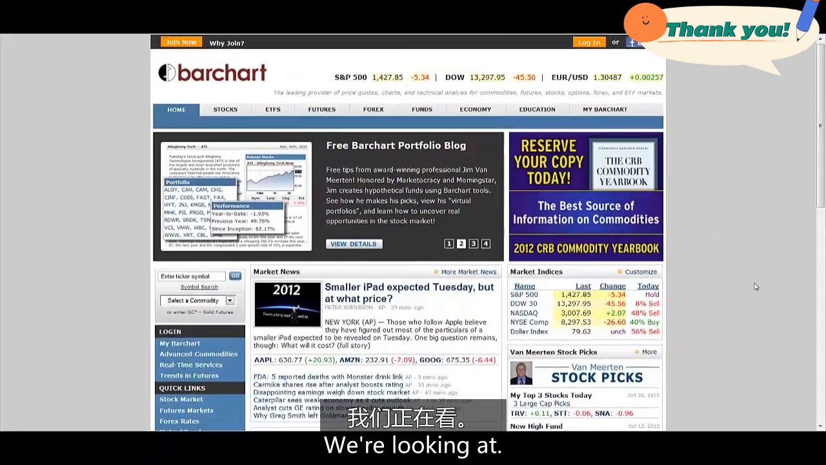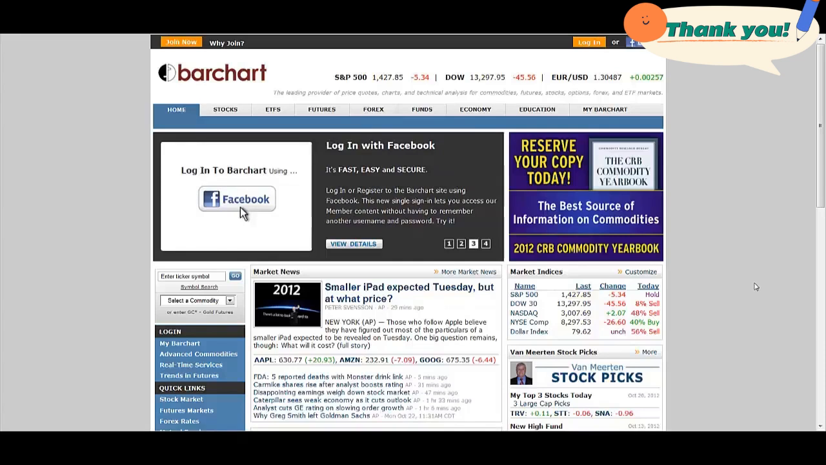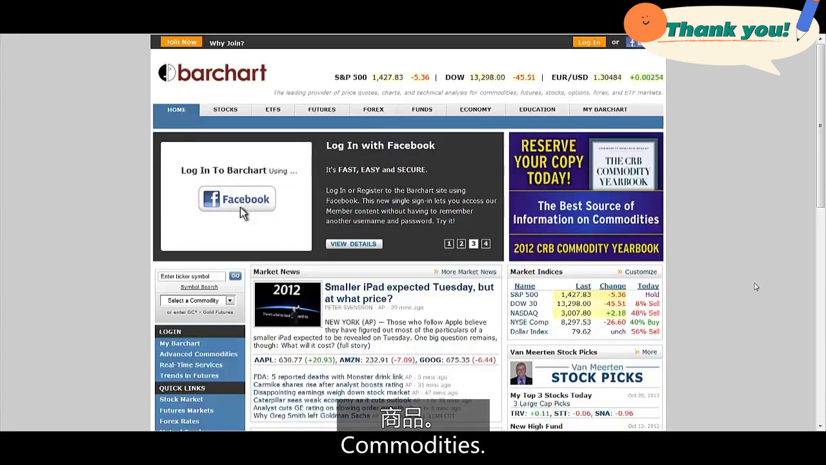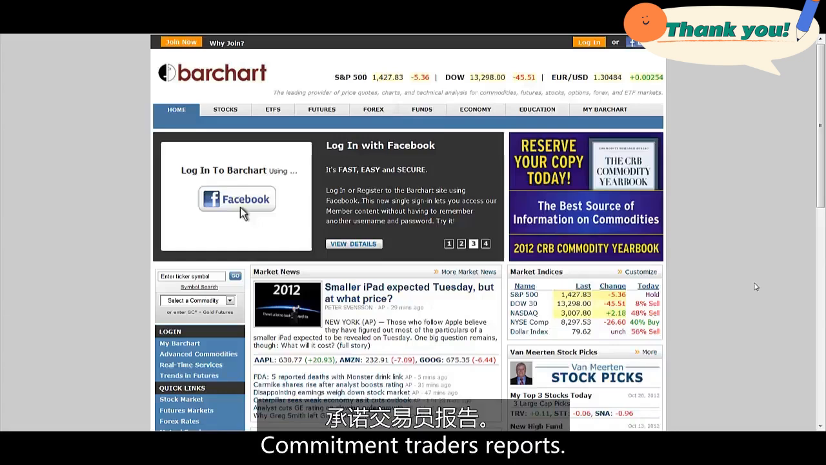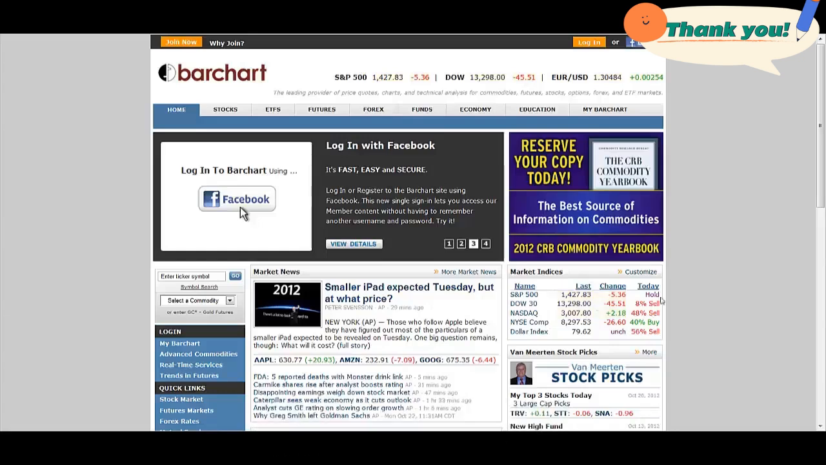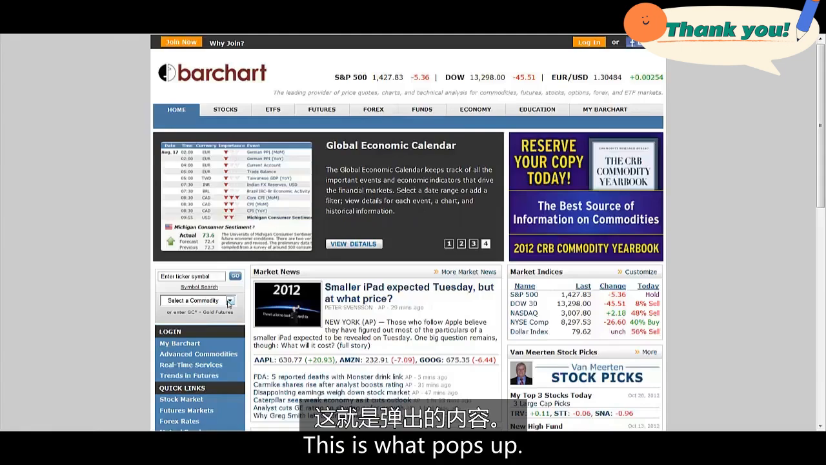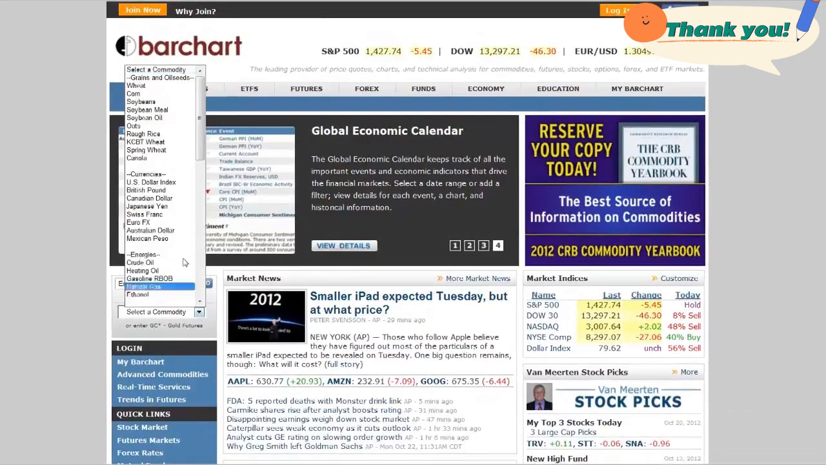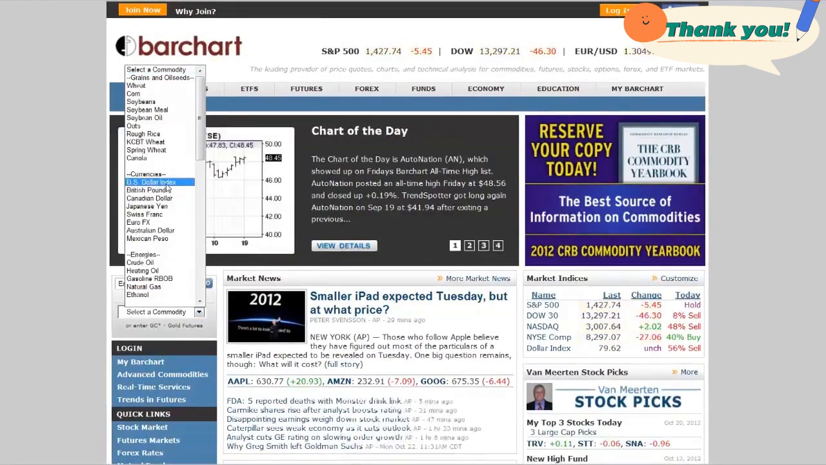Okay, folks, we're looking at barchart.com. Okay, this is a free website, absolutely zero fees whatsoever. This will give you access to commodities and commitment of traders reports and open interest. When you go to the home page, this is what pops up. You just go over here to this little tab here. It says select a commodity. Tap that, and we'll start with the US dollar index.